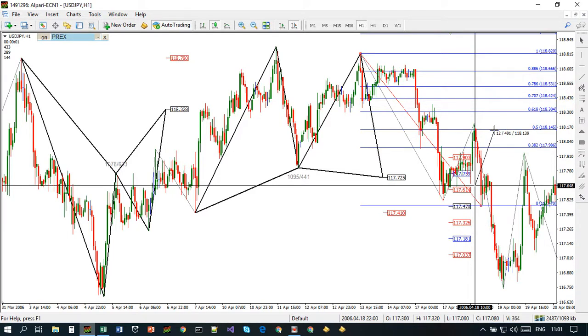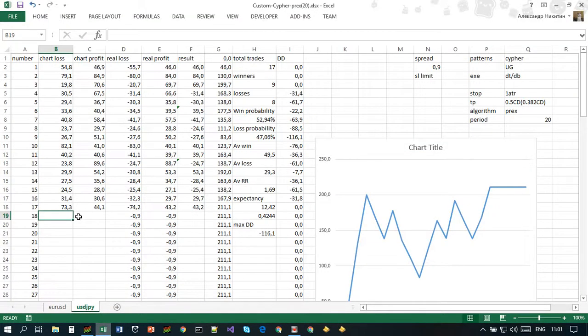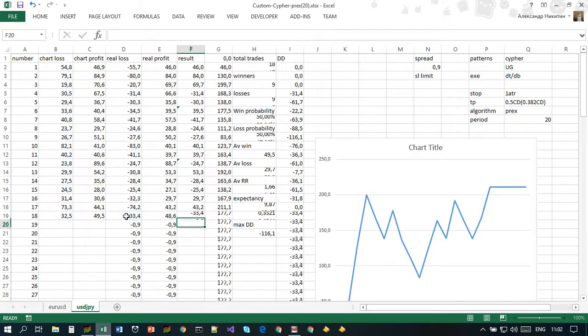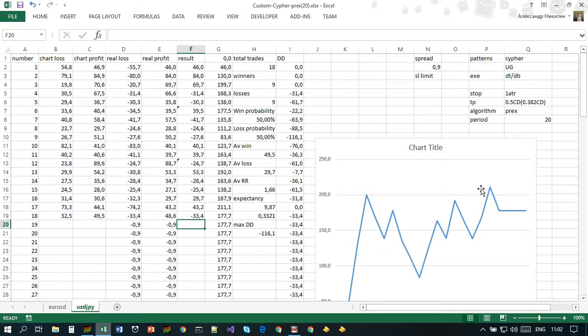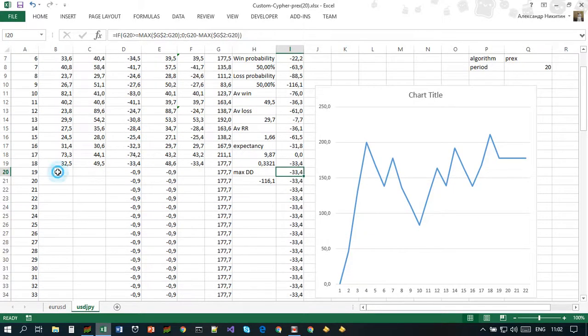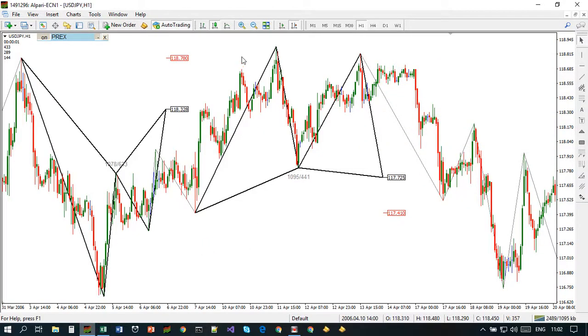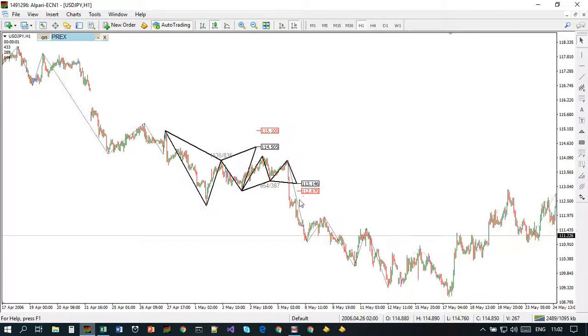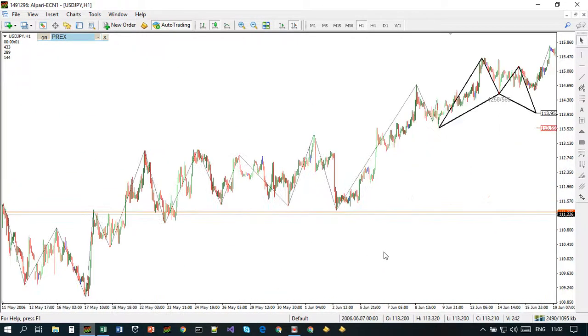$32.5, and this one is 49.5. 32.5, 49.5. Okay, so what we had is a stop loss. You see, immediately after the drawdown was recovered, we started a new one. Again, we are negative. We have less than we generated, than the maximal.